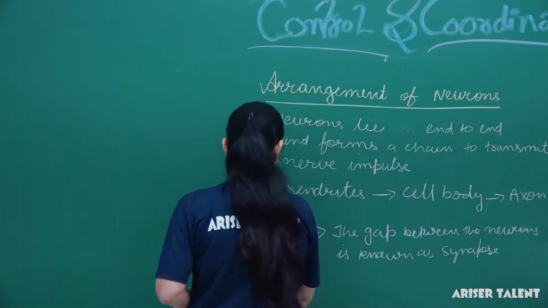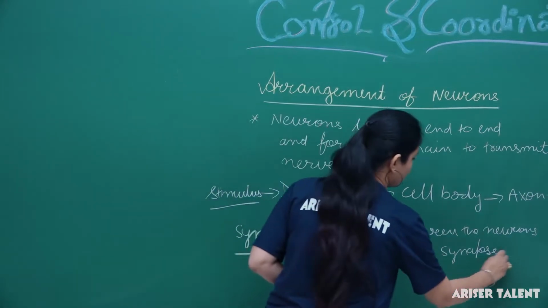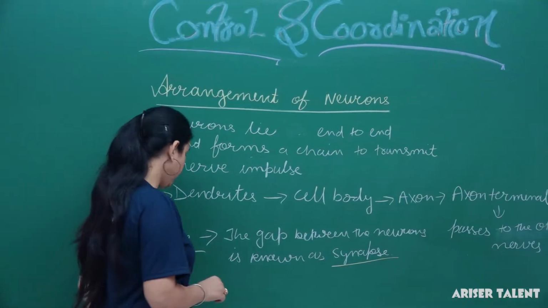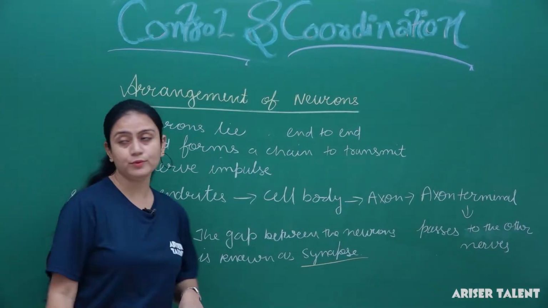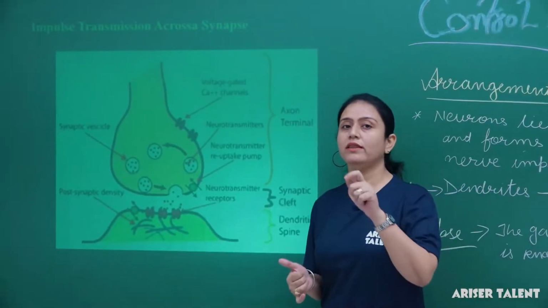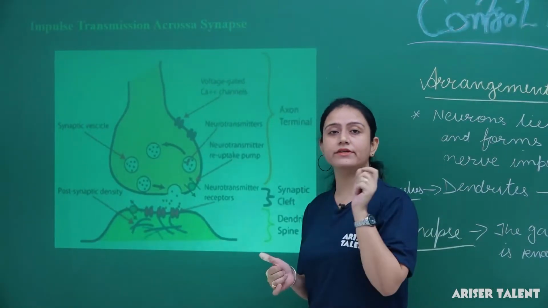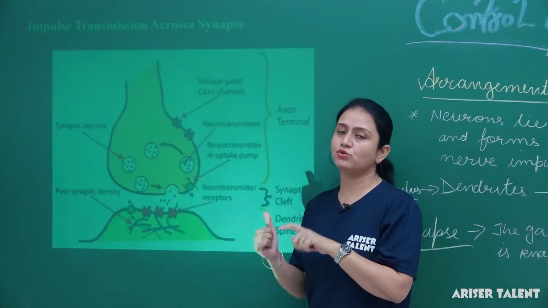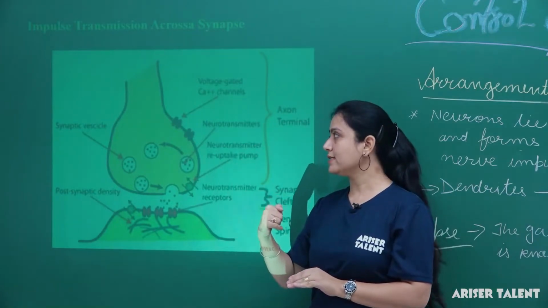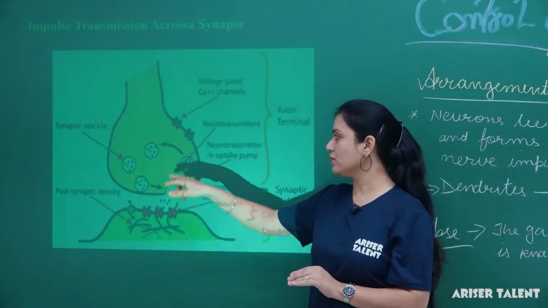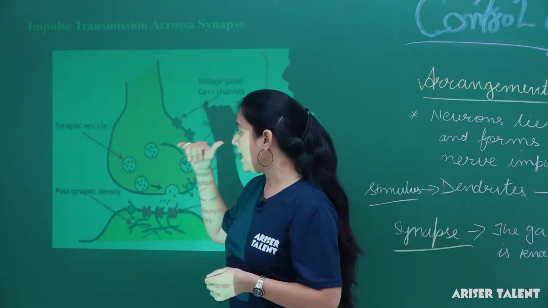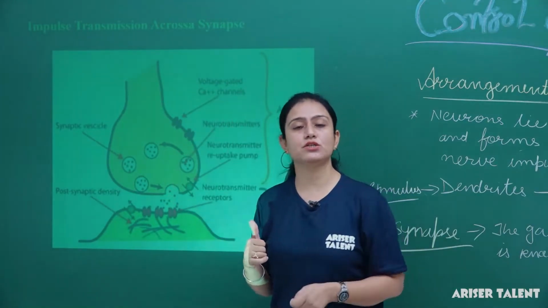Now this synapse plays an important role in the transmission of impulses. How does it play an important role? Let me explain. Look here. When any nerve cell receives any stimulation through the dendrite, it comes to the cell body, then to the axon, and through the axon it comes to the axon terminal.